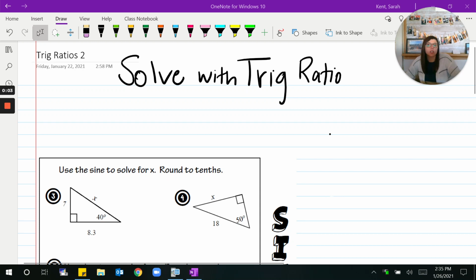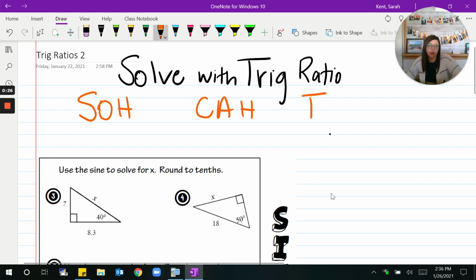Today we're going to start looking at how to solve using the trig ratios. So before we start looking at solving, let's review our word to help us know when to use what. So our phrase that we have is SOH CAH TOA.